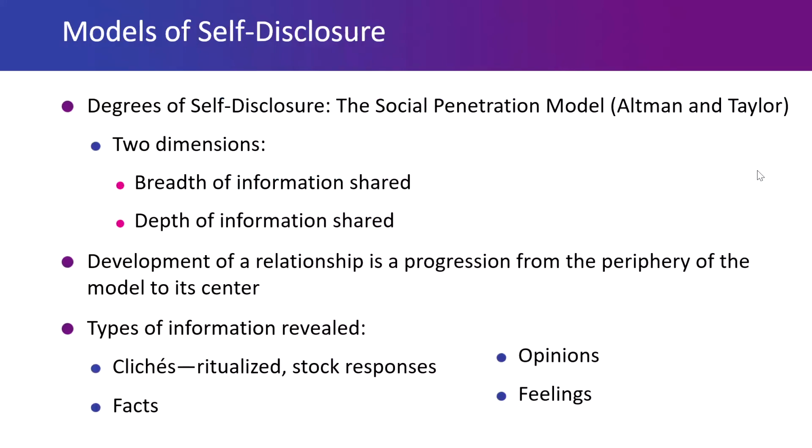Okay, so let me go back. And then what they say is, think about this when you're thinking about the depth of what you share. The development of the relationship is a progression from the periphery, from the outside to the center. And you probably realize when you're looking at the people that you're closest to, you share more intimate information. So they talk about 4 different kinds of information, and as we go through each of them, it gets a little bit deeper.